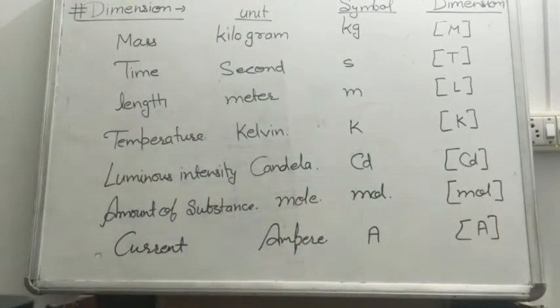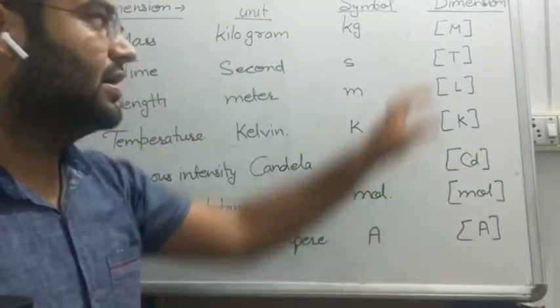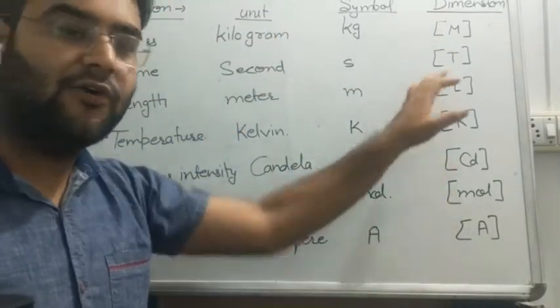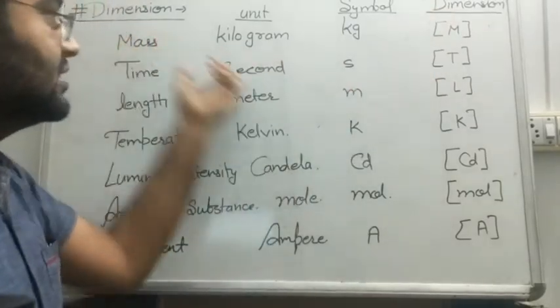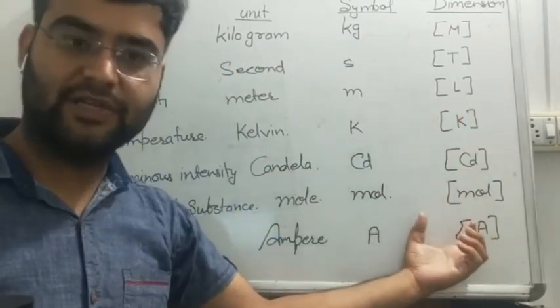So here the units, symbol and the dimension. How we can write all these things according to dimensional equation and according to dimension.